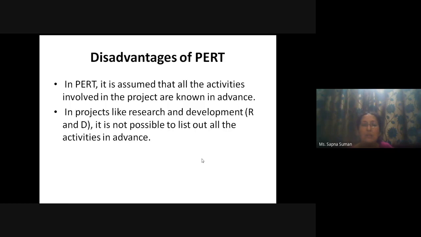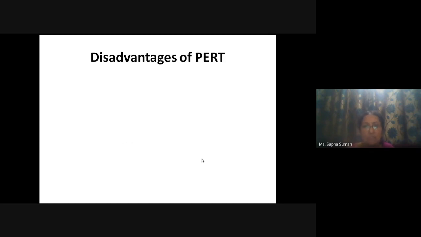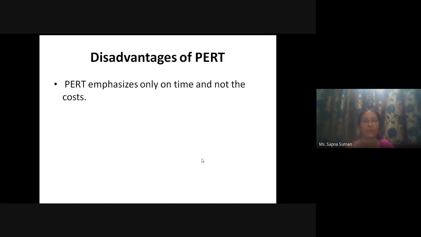Likewise here also, in the projects where research and development are concerned, it is not possible for us to list out all the activities. And if we cannot list out all the activities in advance, we cannot show them on the PERT chart also. So this is one of the limitations of this technique. Okay.